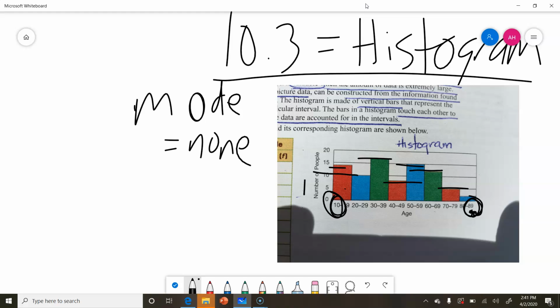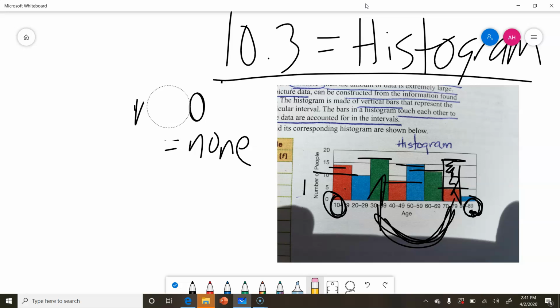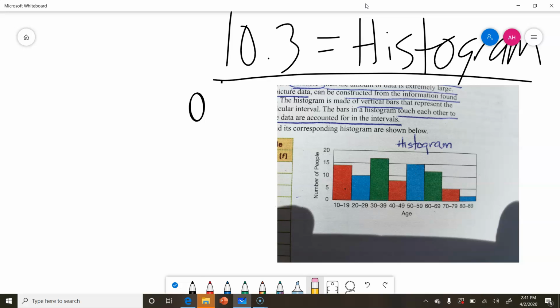But if we did have an interval that had the same one, let's say this green one had one over here that was just as tall, then we would say the mode would be that one. But I don't even think we use the mode on this, so you don't really have to worry about that. If that confused you, don't worry about it. The mode is not going to be something we worry about in a histogram.